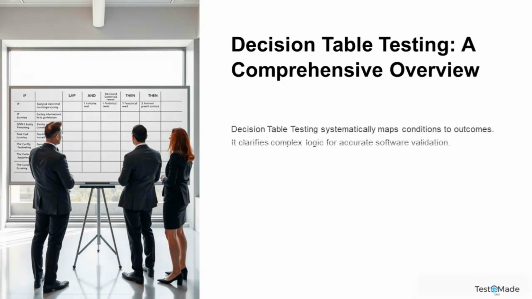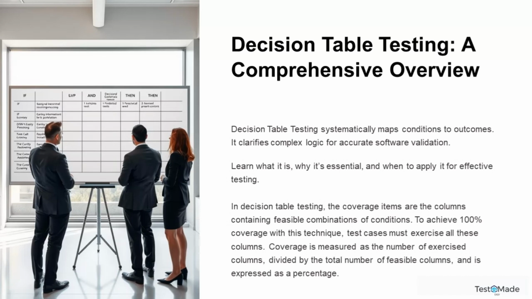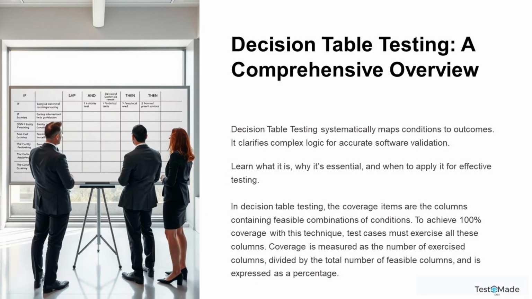Decision table testing, a comprehensive overview. Decision table testing systematically maps conditions to outcomes. It clarifies complex logic for accurate software validation. Learn what it is, why it's essential, and when to apply it for effective testing.